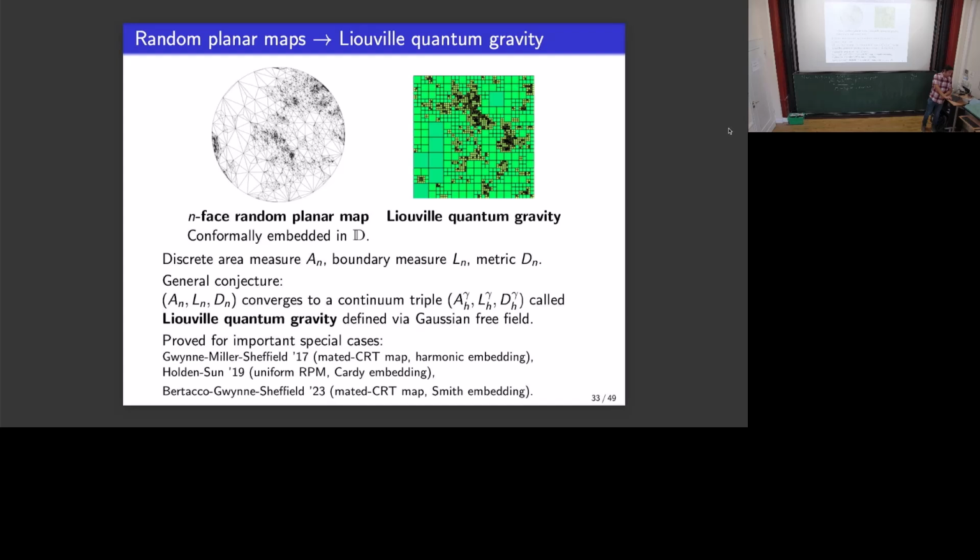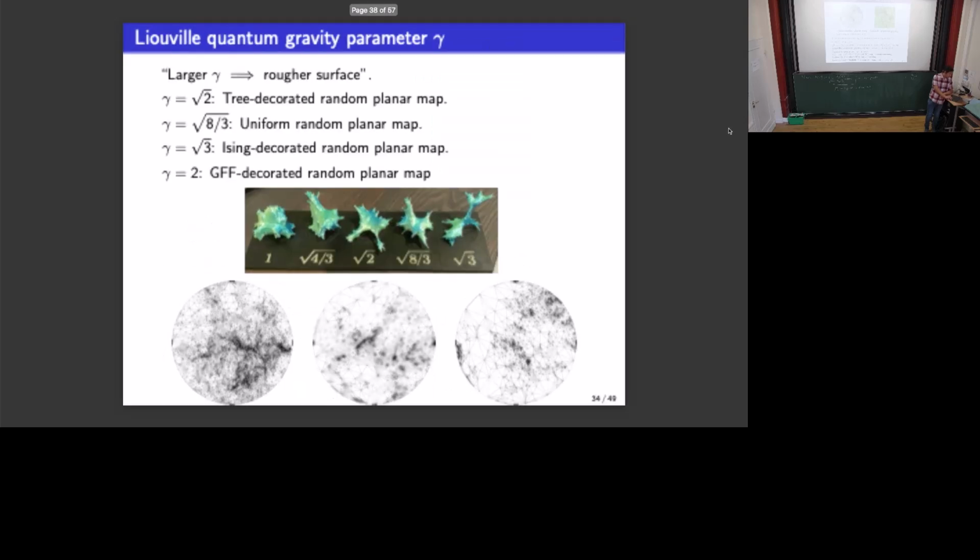Okay, it's a major open problem to prove that any combinatorially natural, non-uniform random planar map converges in the scaling limit in this way. Okay, so we have this parameter gamma, and this parameter arises in the choice of random planar map. Roughly speaking, a larger value of gamma corresponds to a more fractal, a rougher kind of geometry.